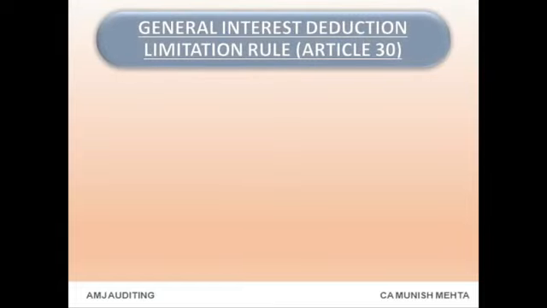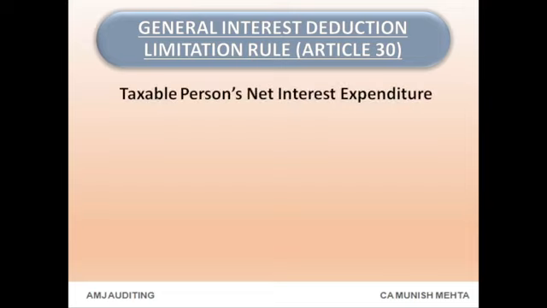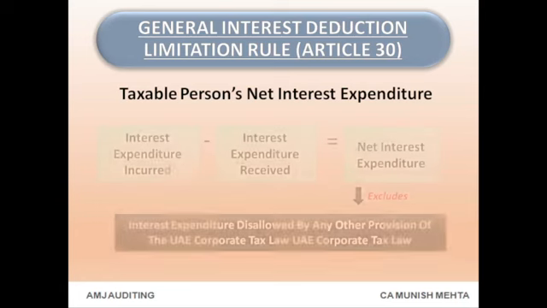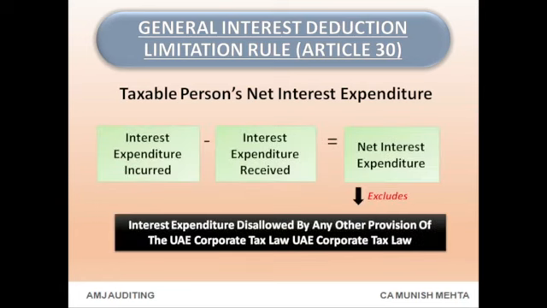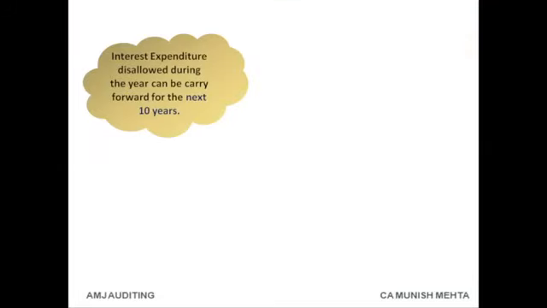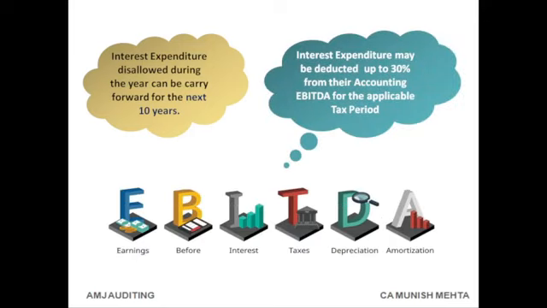General interest deduction limitation rule, Article 30. Taxable person's net interest expenditure. Interest expenditure disallowed during the year can be carried forward for the next 10 years. Interest expenditure may be deducted up to 30% of their accounting EBITDA for the applicable tax period. EBITDA means earnings before interest, taxes, depreciation and amortization.